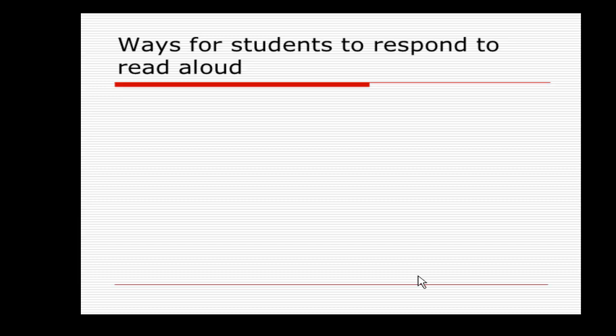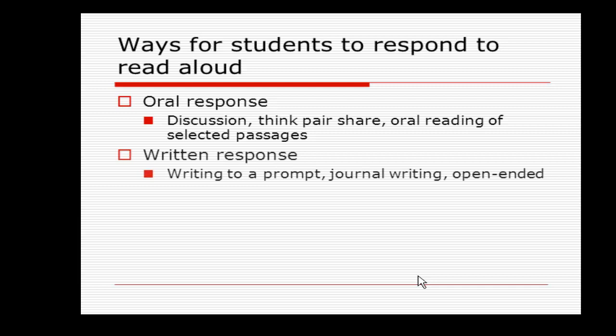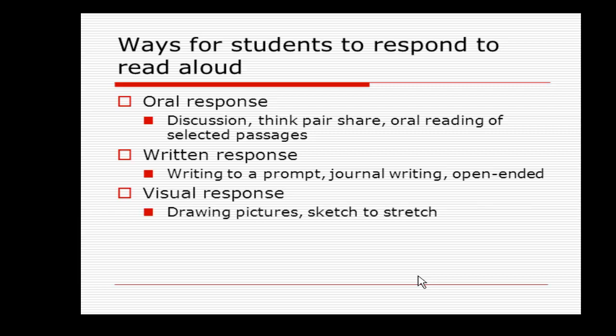When you're reading aloud, Rasinski has suggested many ways that students can be actively involved in responding to what you're reading, so it's not just sitting. One is an oral response, and you use this frequently in your classroom. It could be a whole class discussion, a think, pair, share with a partner or a triad, or they themselves could orally read a selected passage. They can respond in writing to what you've read. You can give them a prompt. It could be journal writing, open-ended. All of these are really valuable because it requires an active response from the listener.